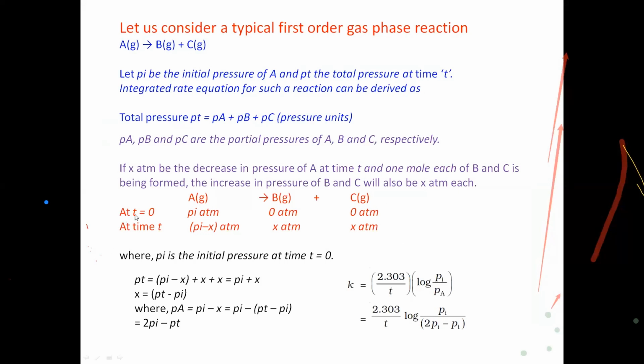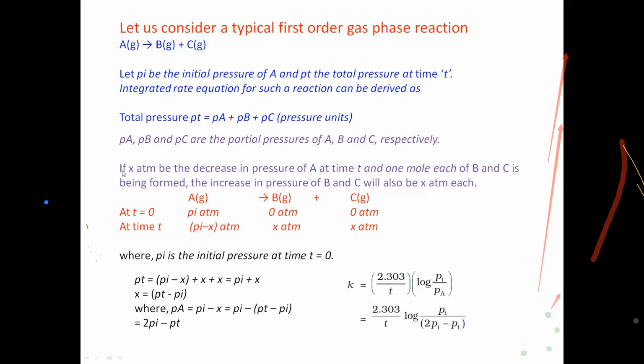Let's say at a time t equals 0, my initial pressure exerted by the gaseous component A is pi atmospheric, and since the time is t equals 0, B and C have not been formed at all, so their pressure will be 0, right? Now when this gaseous reaction has started, at a time t there will be a decrease in the pressure of A, because it is going to form B and C gaseous components simultaneously, right?